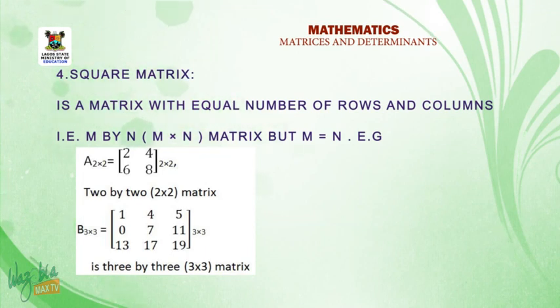A is equal to matrix 2, 4, 6, 8, a 2 by 2 matrix. B is equal to matrix 1, 4, 5, 0, 7, 11, 13, 17, 19, a 3 by 3 matrix.